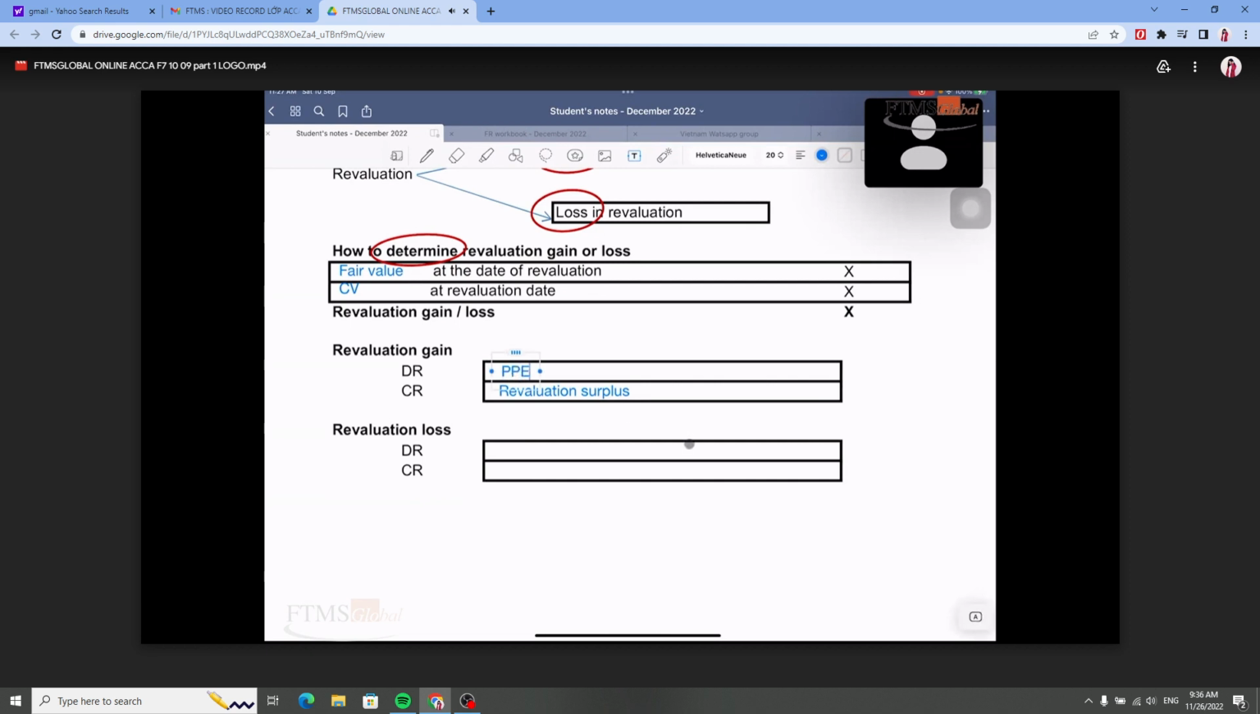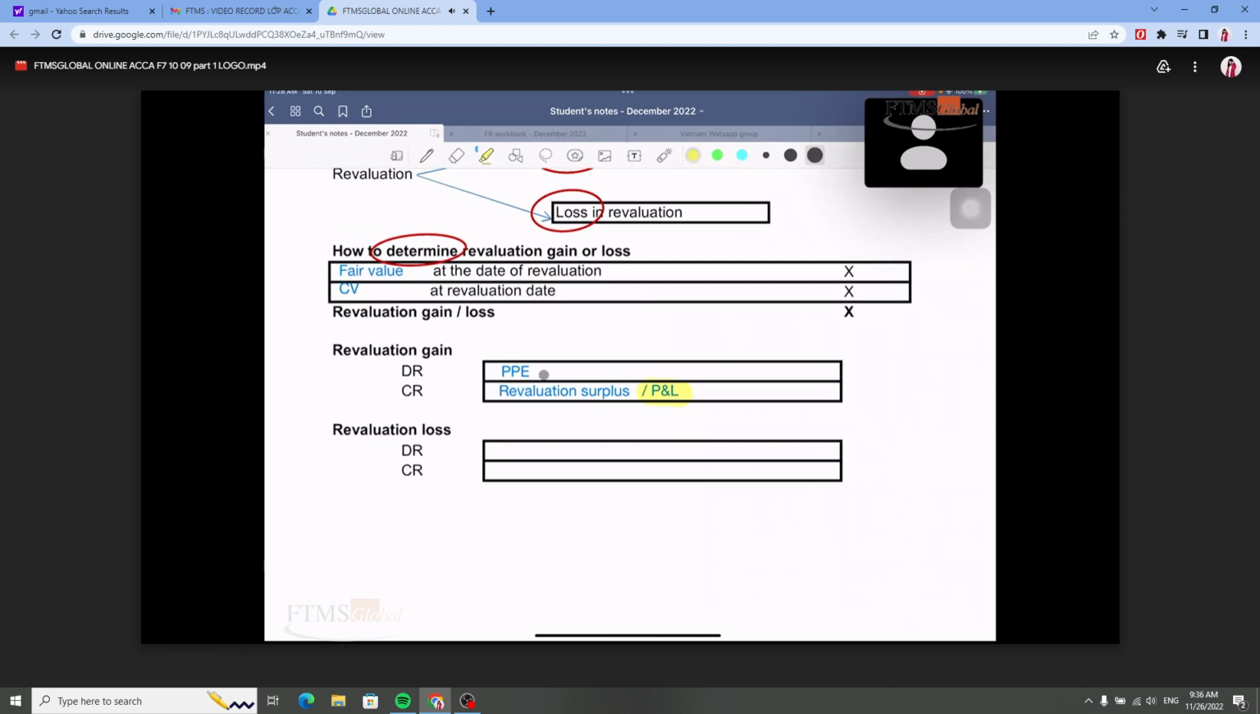Okay, so I think most of you are aware, but maybe some of you are not aware. It can be credit revaluation surplus or P&L. So maybe this one you're not aware. Later we will show you.